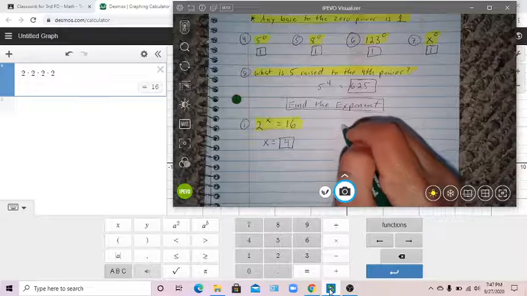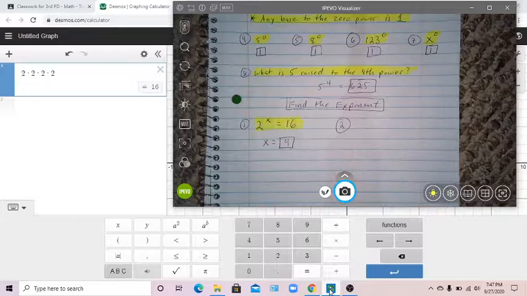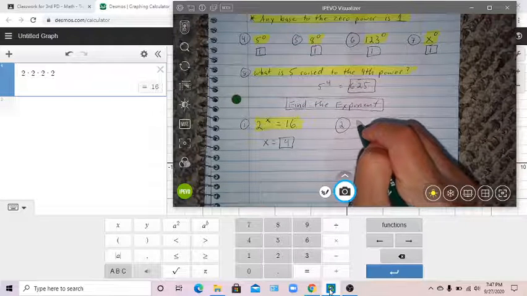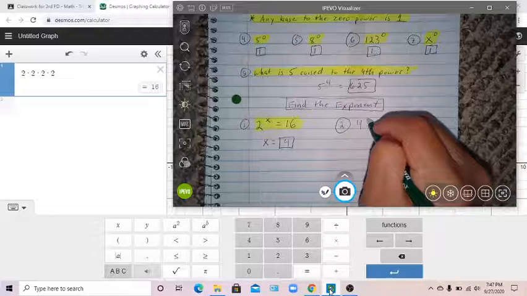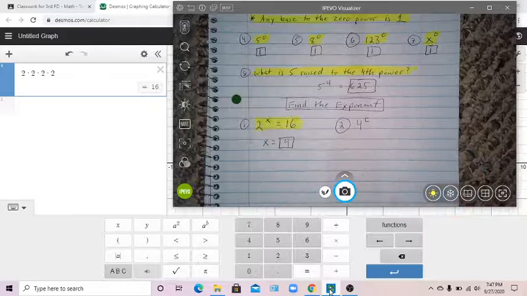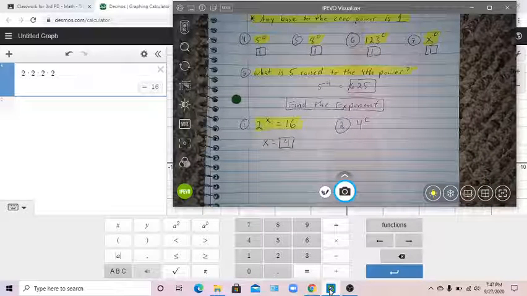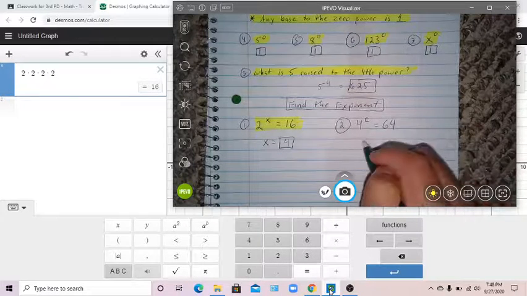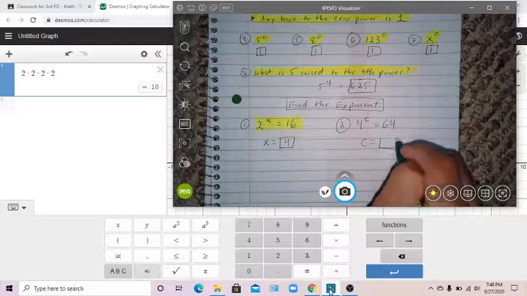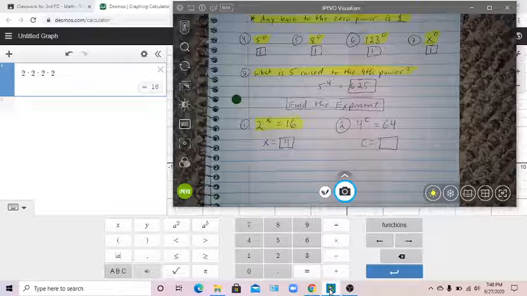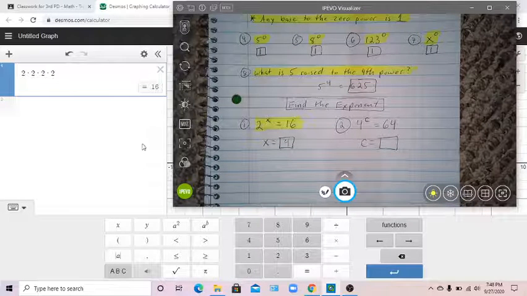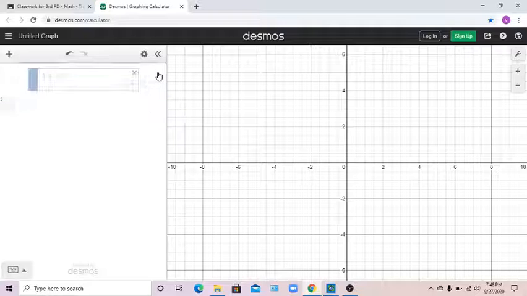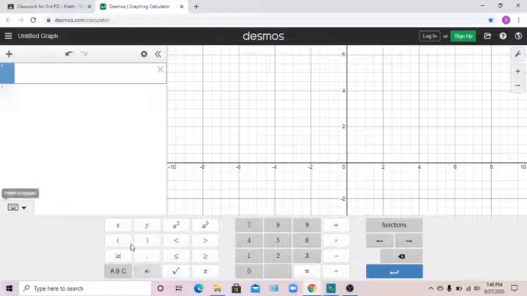Let's do another one, number 2. I'll give you different letters: 4 to the c power equals 64. And it'll say c equals what? Alright, we'll go back to Desmos, X out of this, and pull up that keyboard. So 4 to what power gives me 64?